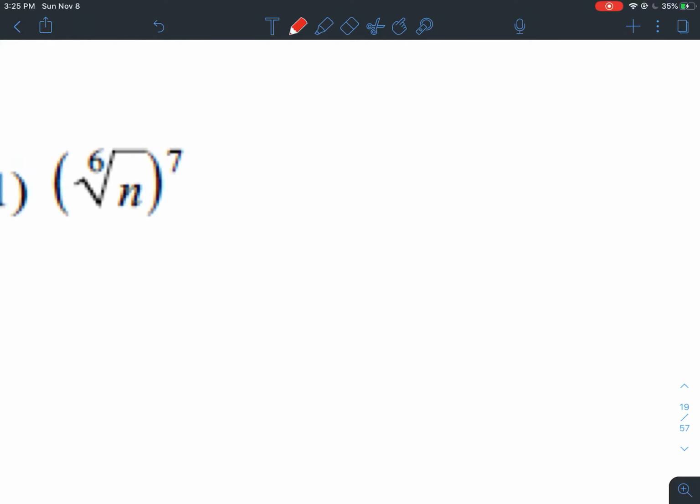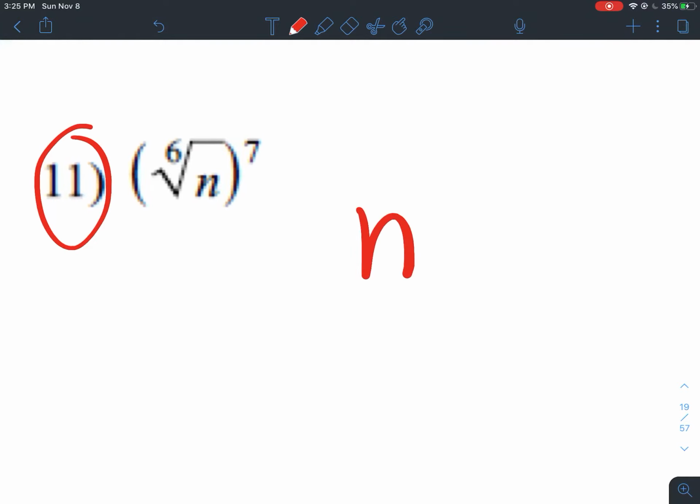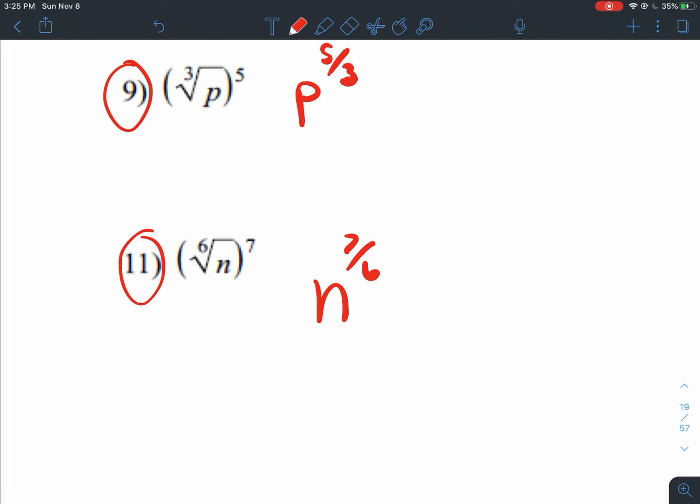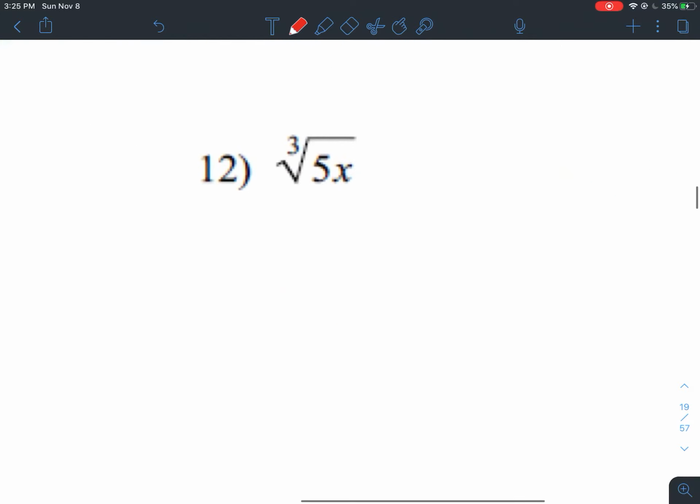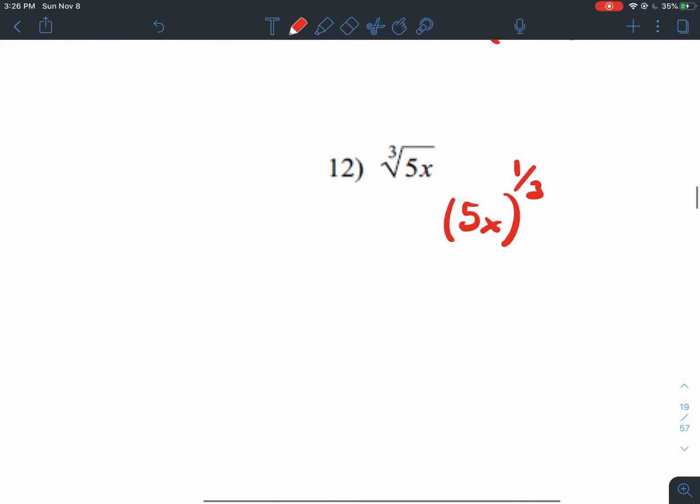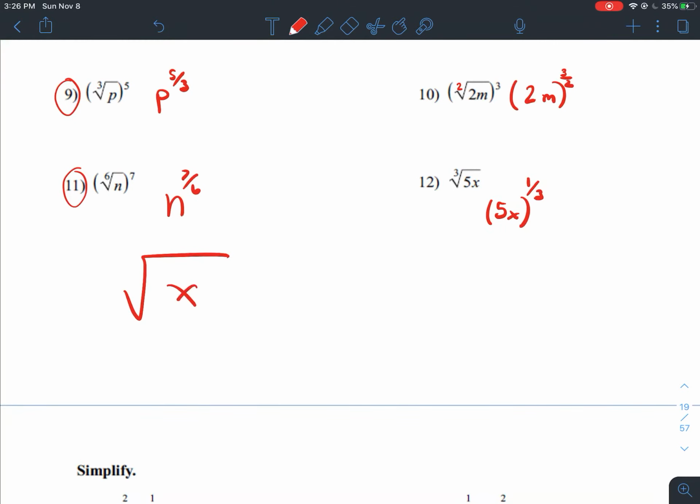Here we've got n. How would we do this one? We would do n to the 7 over 6. And we've got this one. Again, keep in mind, it needs to stay in parentheses when you've got two terms. But there's no number on top, no power. Well, that would just be a 1, so this would be to the 1/3. I always remember this: if I have root x, that's equal to x to the 1 over 2. If I have cube root of x, that's equal to x to the 1 over 3. So keep that in mind.